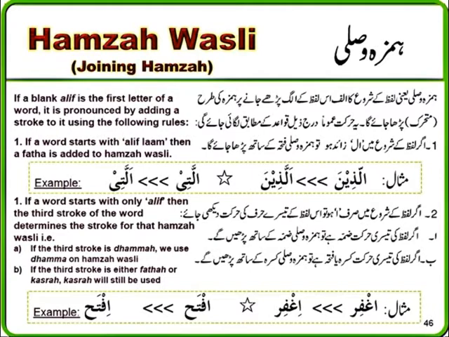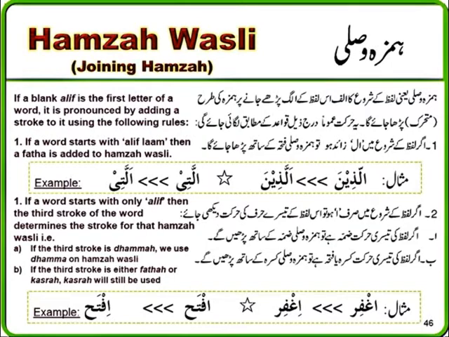So in this word, the first letter is the alif, the second letter is the noon, and the third letter is the sad. Now the stroke on the sad is a dhamma. And because the stroke on the sad is a dhamma, and that is the third stroke, therefore we have to place the dhamma onto the alif. And we pronounce this as unsur.